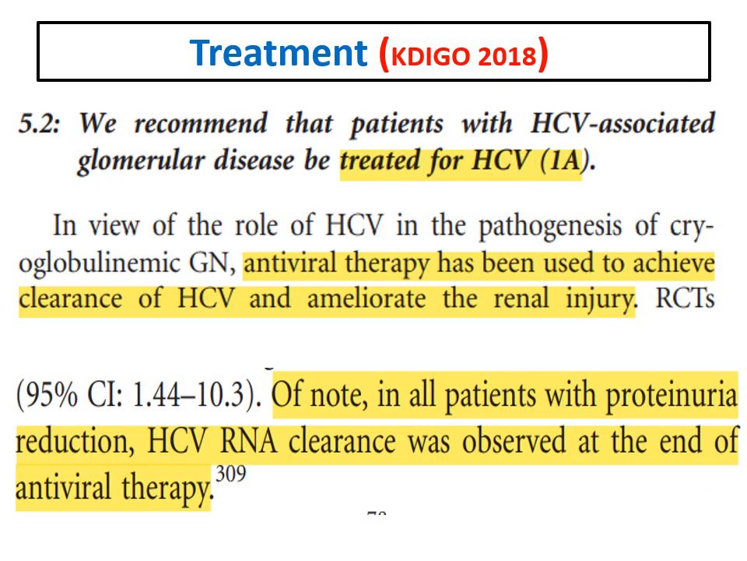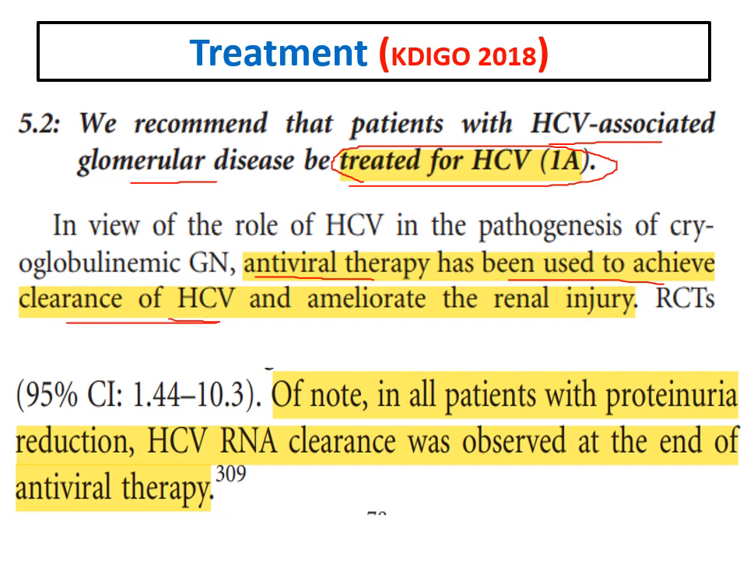Let's talk with some detail. Patient with HCV associated glomerular disease, we should treat the HCV, because the antiviral therapy has been used to achieve clearance of the cause. It will cause clearance of the HCV and ameliorate the renal injury. I treat the cause. I remove the antigenemia. So I should treat the hepatitis C virus.